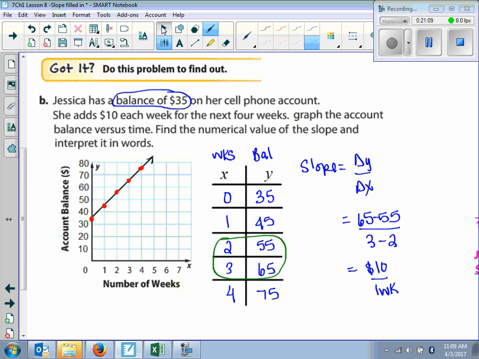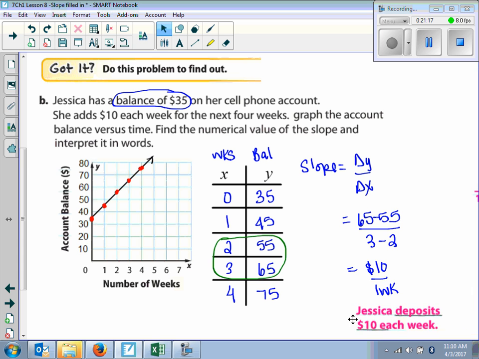Very good. So that's going to be my slope. What that tells me is that Jessica deposits $10 each week, and that is what your slope represents.